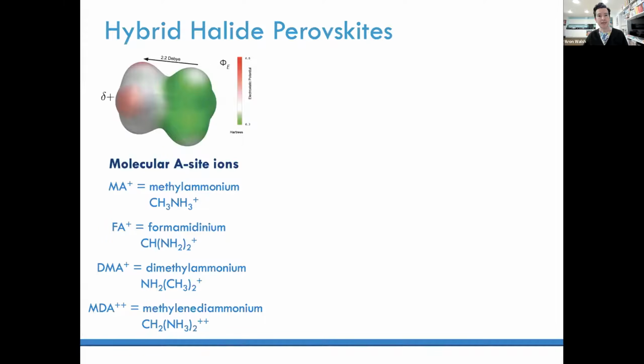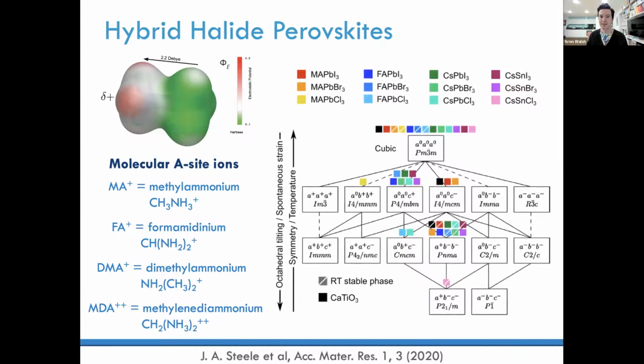But my particular interest has been in the subclass of hybrid halide perovskites. So these gained a lot of attention for applications in solar cells and LEDs, and even these days for memristors and other applications. And the difference here is that one of the elemental components of the perovskite is replaced by a molecule. So it could be something like methylammonium or formamidinium or DMA or MDA. And so different molecules will sit on a lattice site that is occupied by a charged ion in a regular perovskite.